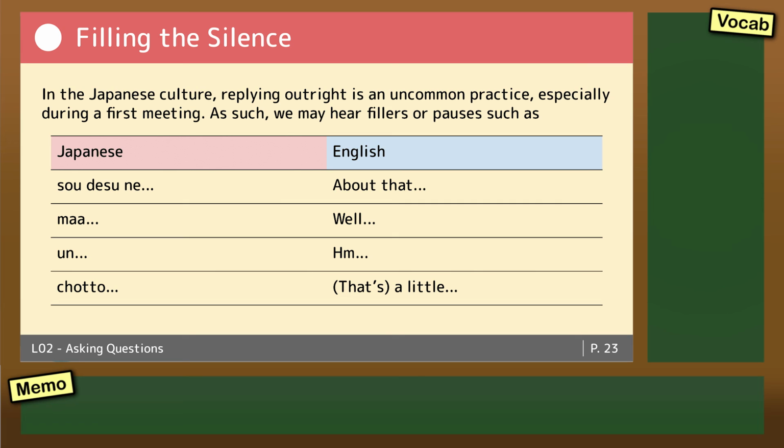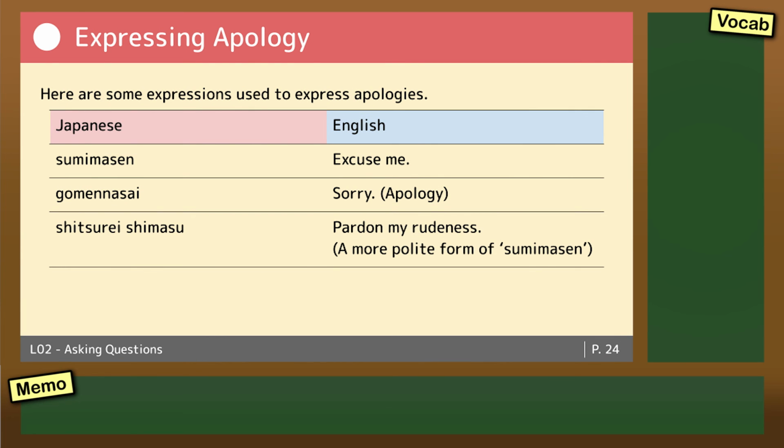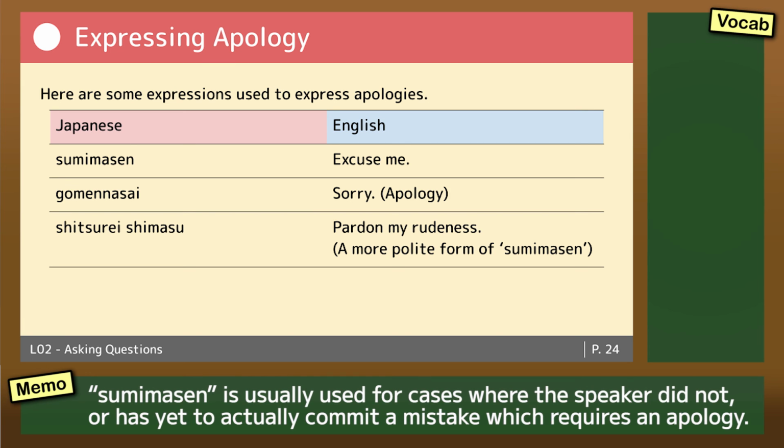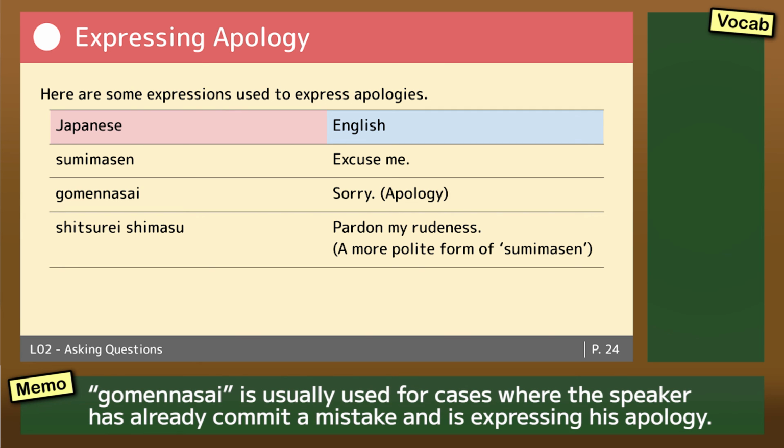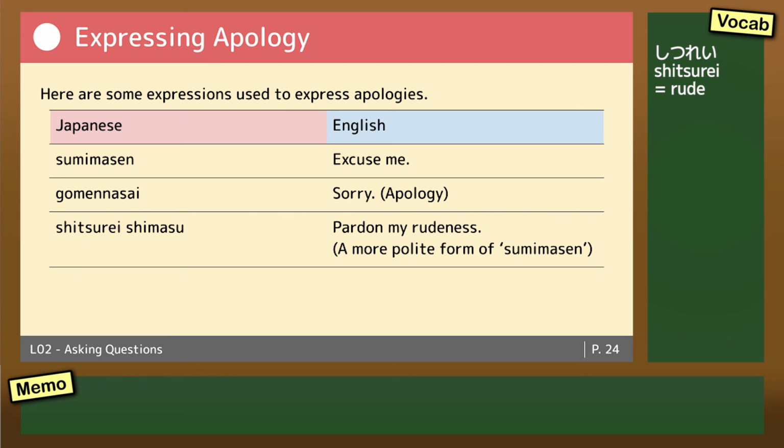そうですね。まあ。ちょっと。We have also picked up some expressions of apology. すみません。Excuse me. ごめんなさい。Sorry. 失礼します。Pardon my rudeness.